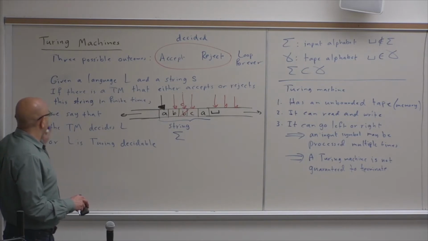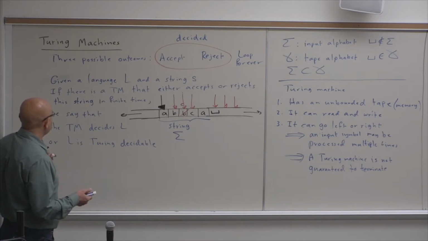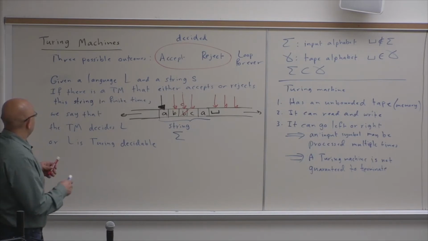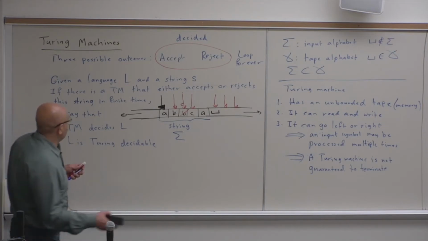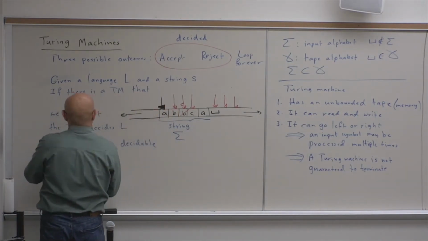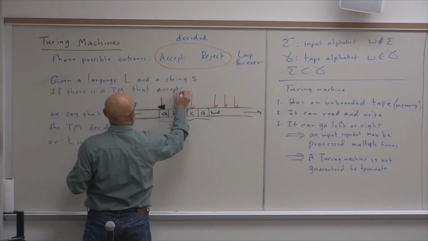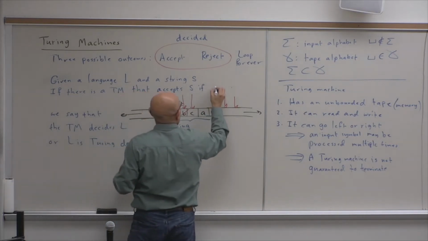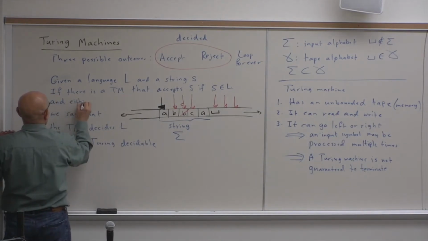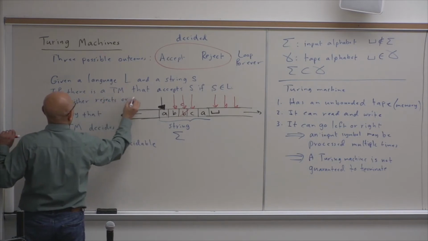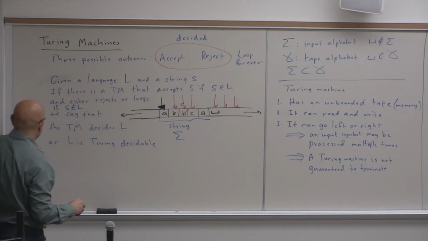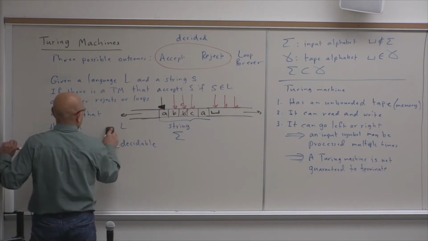Now, if we change this definition: given a language L and a string S, if there is a Turing machine that accepts S if S belongs to the language, and either rejects or loops if S does not belong to the language, we say that the Turing machine recognizes L.